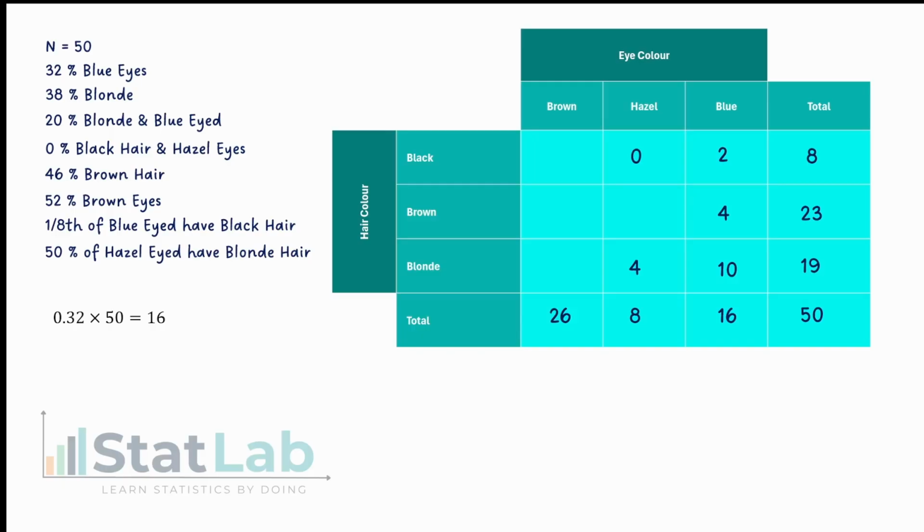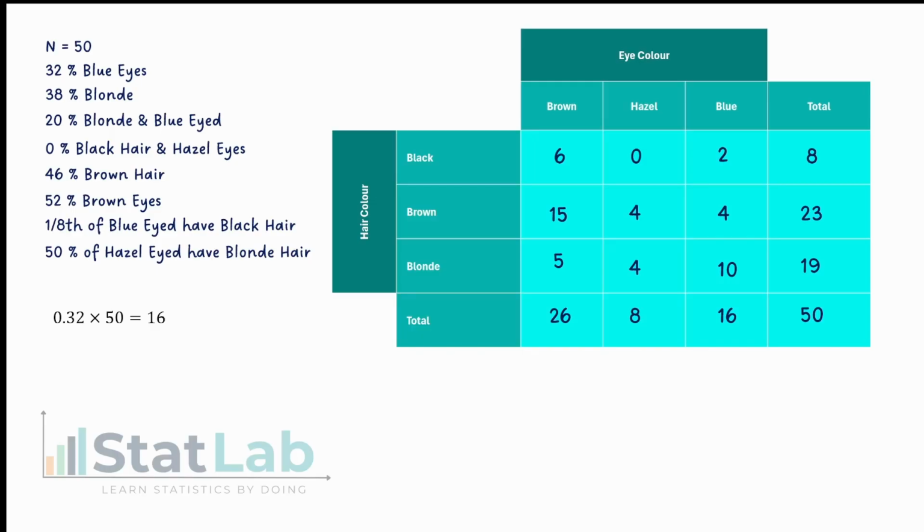And then we've already minused off 4, so that leaves 4. Now we can look at the top row. We can solve for black hair, brown eyes, because we have an 8 total and we minus 2. That leaves us with 6. Same with the second row. 23 minus 4 minus 4 gives us 15. And 19 minus 10 minus 4 gives us 5. So as you can see, it's not difficult if you break it down and take it step by step.